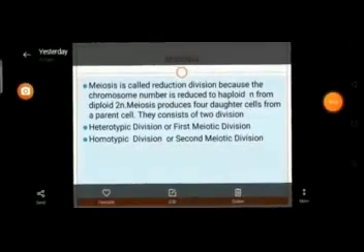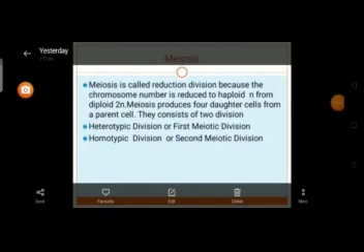Now we see about meiosis. The term meiosis was coined by Farmer in 1905. It is also called reduction division because the chromosome number is reduced from diploid 2n to haploid n. Meiosis produces four daughter cells from a parent cell.